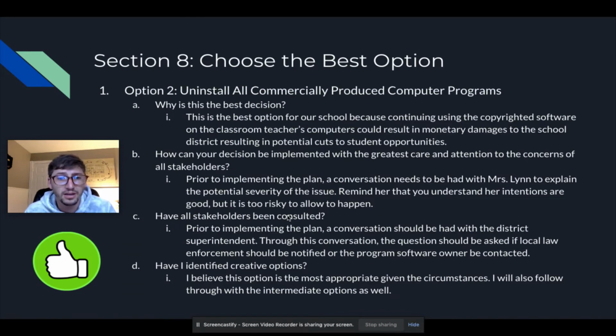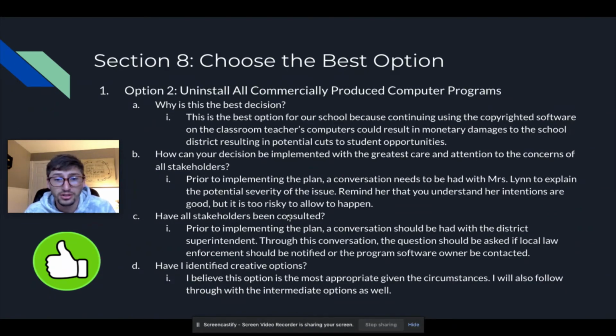How can my decision be implemented with the greatest care? Well, prior to implementing the plan, a conversation should be had with Mrs. Lynn to explain the potential severity of the issue, reminding her that I do understand her intentions and I know that they are good, but it is too risky to allow this kind of action to be happening.